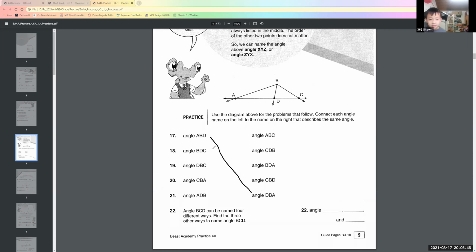BDC, CDB. Does everyone see that? BDC, CDB, DBC, CBD. And then the last one, CBD, CBD. Yep.